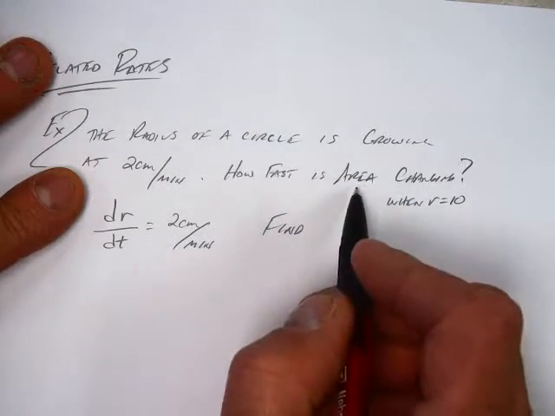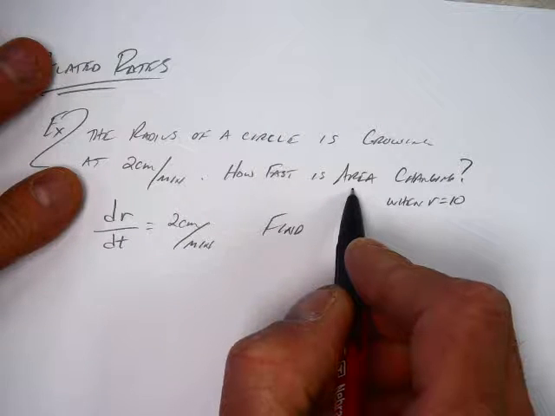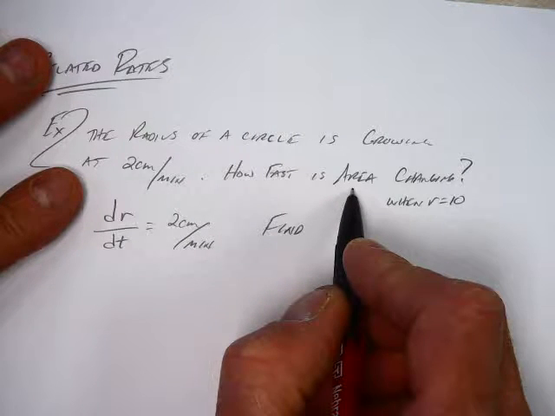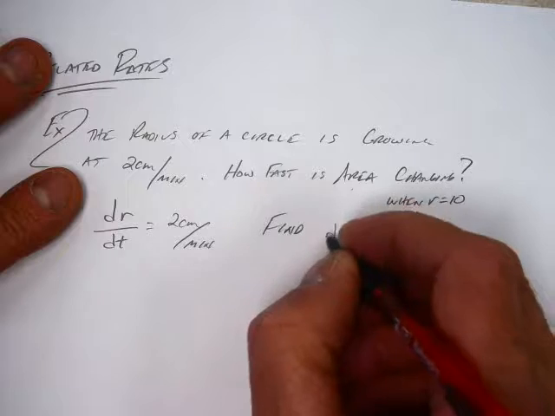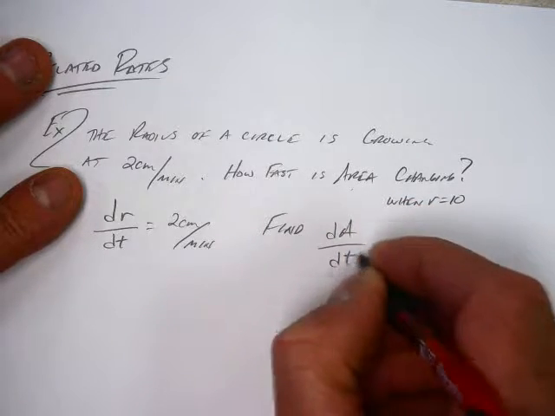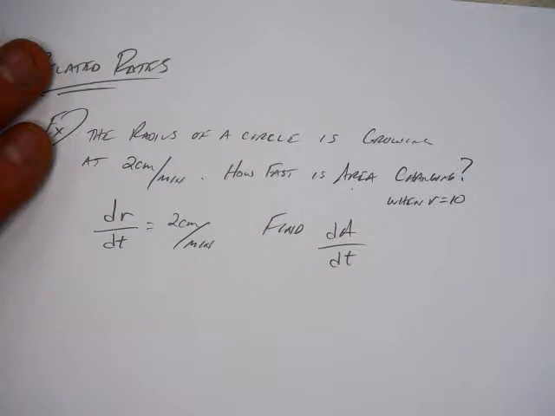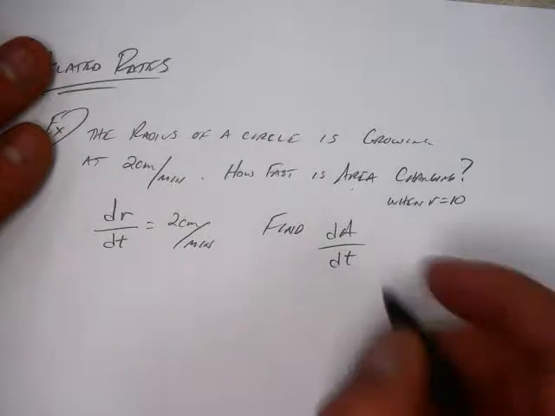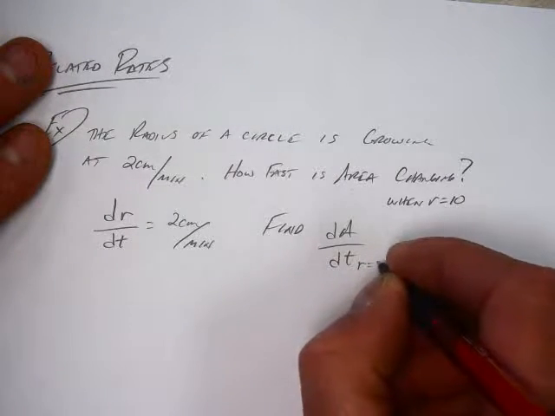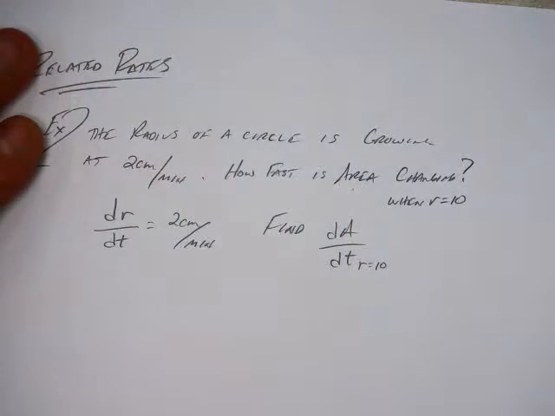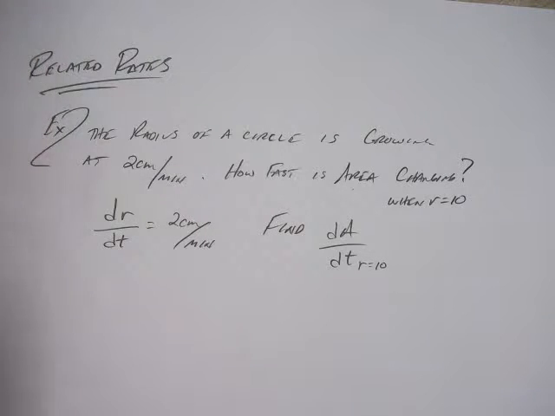So, what I want to do now is find, these are both important parts to write down, find how fast the area is changing. How would I write that? dA dt. Because how fast is the area changing with respect to time when, I'm going to put a little subscript here, r equals 10.